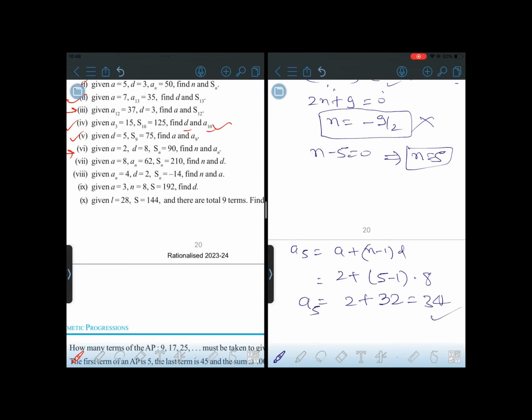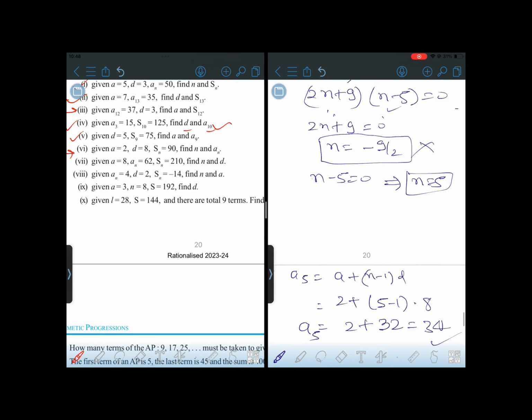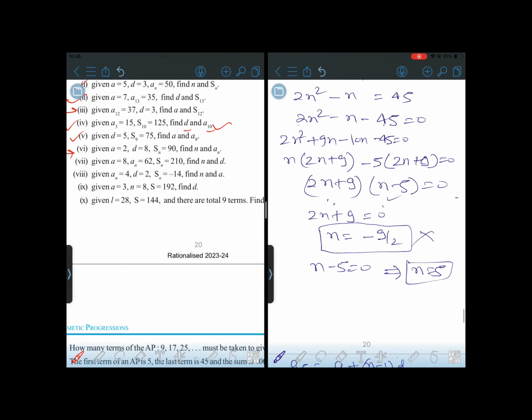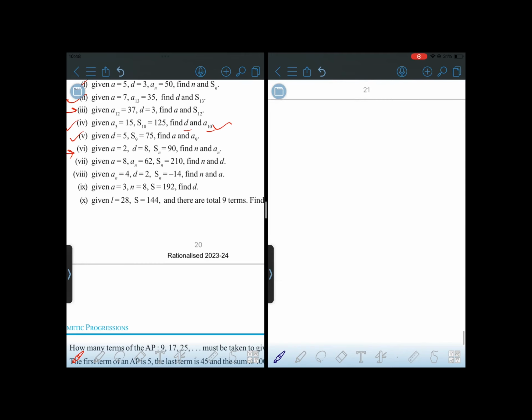So in this question, we had to utilize the quadratic equation because n was not known, right? That's why we basically got the quadratic equation, and then we solved that. So let's proceed further. I hope it is clear. Question number 7. So in question number 3, part 7.